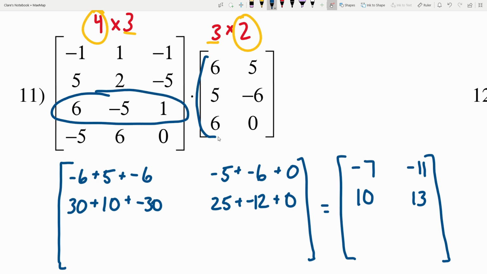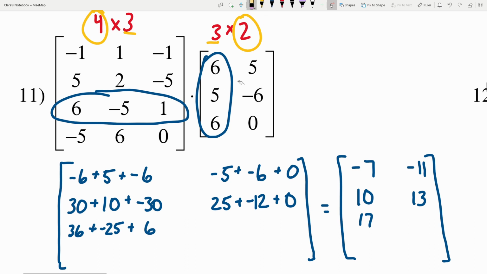I'll dot that with 6, 5, 6. 6 times 6 is 36, plus negative 5 times 5 is negative 25, plus 1 times 6, which is 6. 36 minus 25 is going to be 11, and then plus 6 will give me 17.